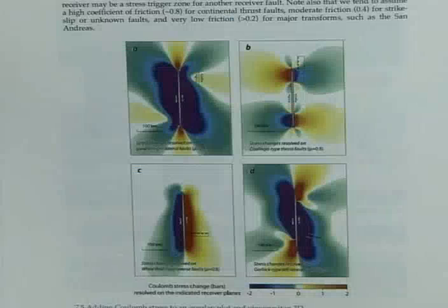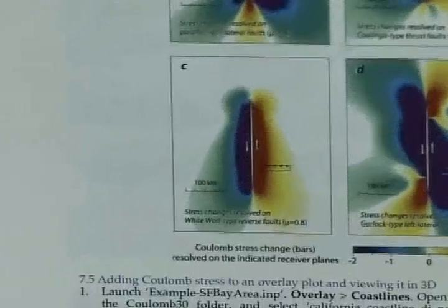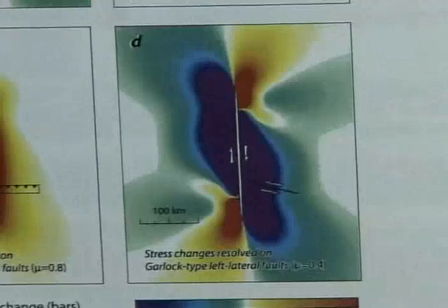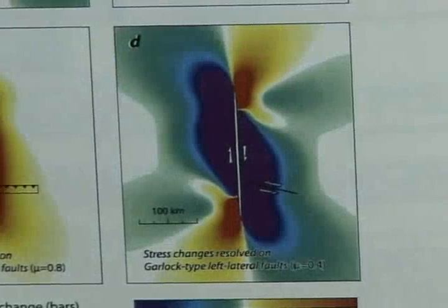90, yeah. And you can see that now it looks totally different than it did before. And now that little thrust fault is in a negative zone. And then in C, we do it for another thrust fault, but now it's striking 90 degrees rather than 0, and the pattern looks completely different again. And finally, in D, we do it for a left lateral fault. This is kind of a quasi-Garlock fault, and the pattern differs again.